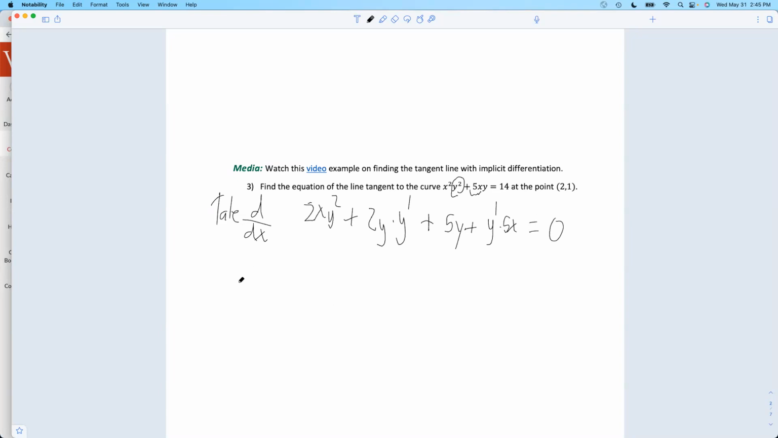Okay, so now I'm just going to clean this up a little bit. 2x squared y plus 2y y prime plus 5y plus 5x y prime. I just wrote this in a slightly different order. Equals 0. Okay, we've got 5 terms. These two have y primes in them. These 3 don't. So everybody that doesn't have a y prime, let's get them to the other side.